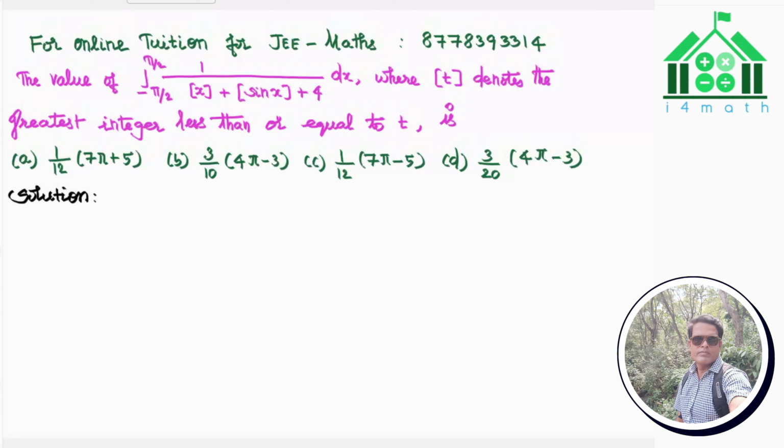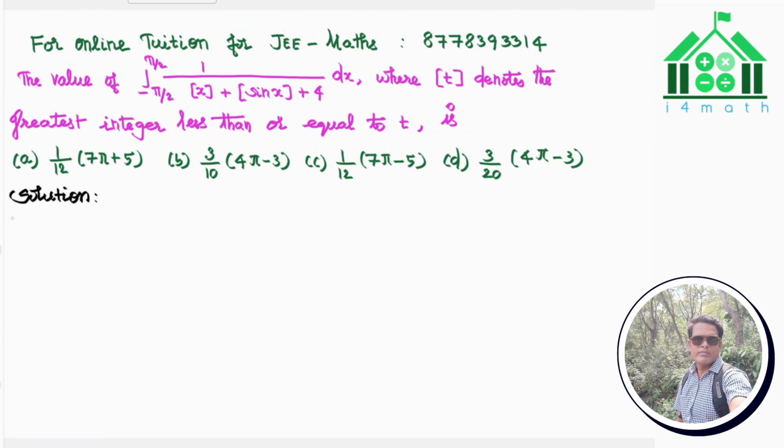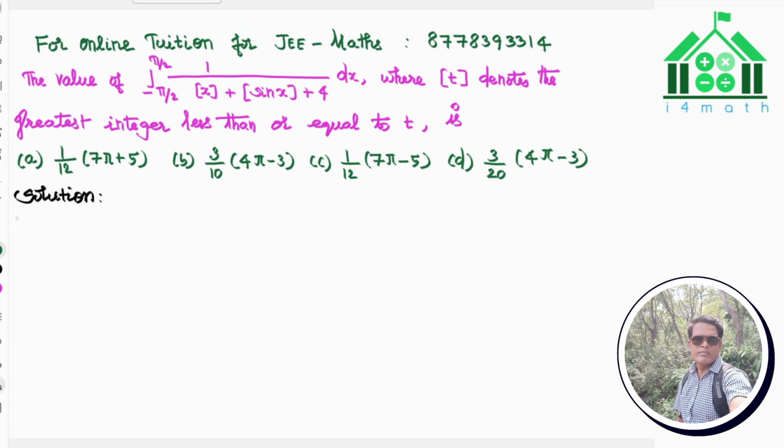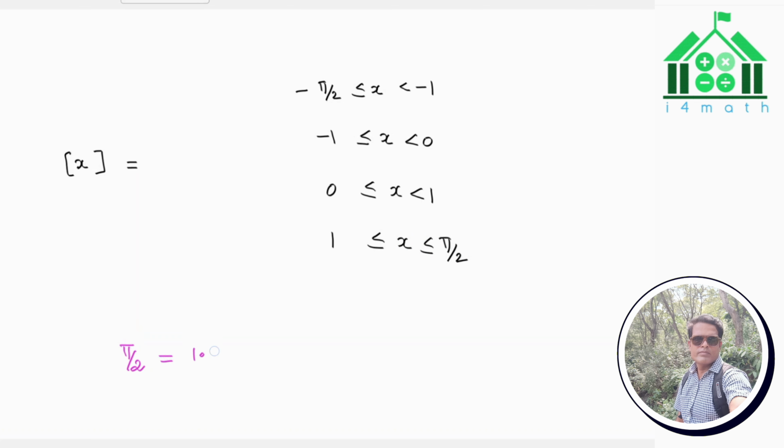The value of the integral from minus pi by 2 to pi by 2 of 1 divided by [x] + [sin x] + 4 into dx, where [ ] is the greatest integer function. The greatest integer function is defined in the following intervals: minus pi by 2 to minus 1, minus 1 to 0, 0 to 1, 1 to pi by 2. Pi by 2 value is 1.57, pi value is 3.14.